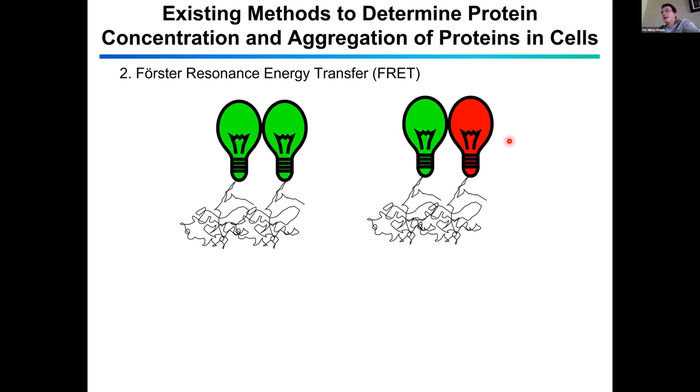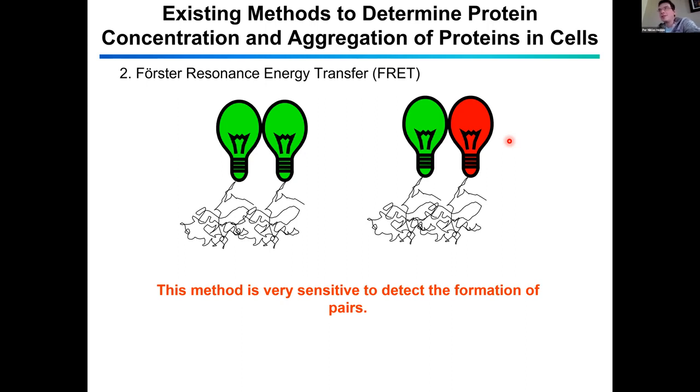As soon as the two molecules are very close together, within a distance of a few nanometers, and other conditions such as orientation are fulfilled, you can get energy transfer between the two, which results in a signal that you can detect. For example, a reduction of the lifetime of the donor and an increase of the fluorescence of the acceptor. So this is very sensitive for detecting the formation of pairs, but it does not tell you about higher oligomers. I mean, there could be four and you have more energy transfer, but that would be hard to quantify.